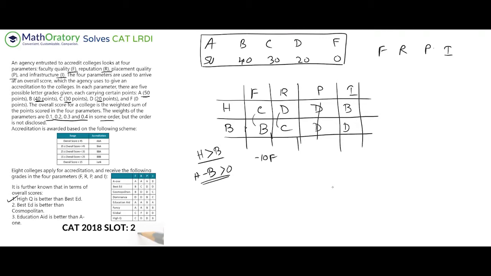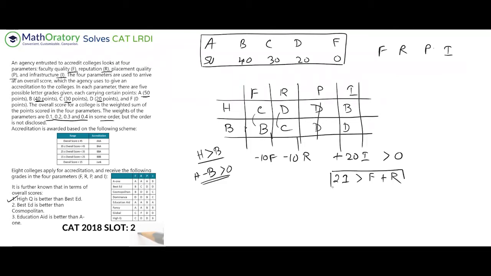R is D minus C, so that is 20 minus 30. So that is another minus 10. So we have minus 10 R. And for I, we have B minus D. So B minus D will be plus 20, right? So we have plus 20 I. Now this is greater than 0. So this is the difference of the overall scores, and this should be greater than 0. So if you just resolve this a bit, you'll find something like this. 2I should be greater than F plus R.